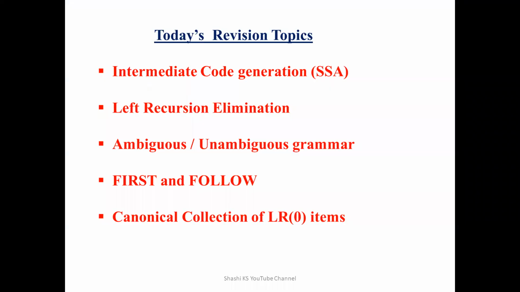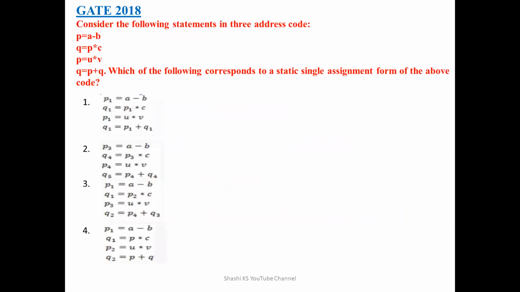Okay. So today's revision series will be focusing on the following topics, namely intermediate code generation, left recursion elimination, ambiguous and unambiguous grammar. We will see what is first and follow, and we'll also see what is canonical collection of LR0 items. Now let's get into the video.